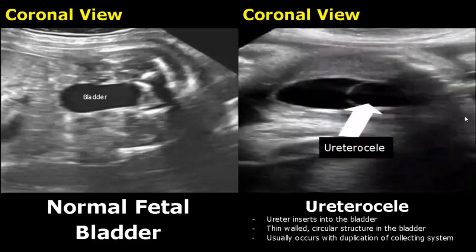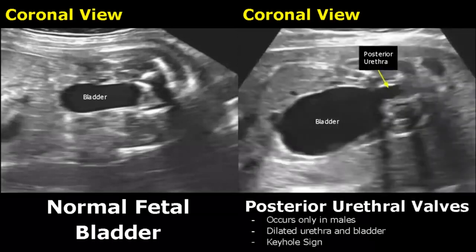Here we have another image of a ureterocele. You can see a circular structure inside the bladder. In posterior urethral valves, membranes form in the urethra which cause the posterior urethra and the bladder to become dilated. This only occurs in males and this appearance has a special name known as the keyhole sign.